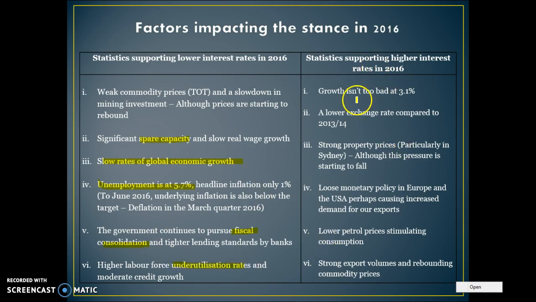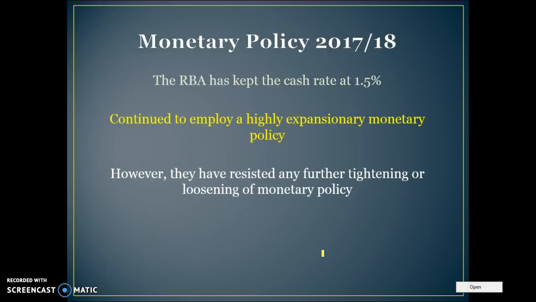But we didn't want to loosen monetary policy too much because property prices were still higher. The exchange rate was a little bit lower, which was causing inflation, and export volumes were starting to improve as well. In 2017, 2018, this is pretty much the key things that you need to know. So the reason I've done the rest of it is to show you what they react to and what are some of the key factors that impact their stance.